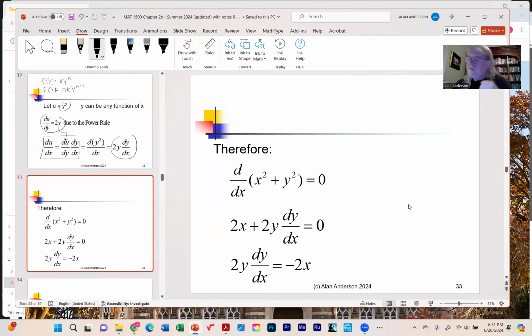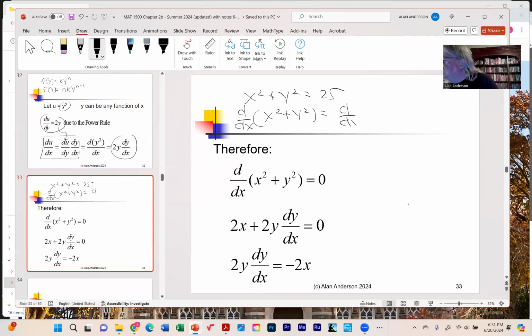Remember, we started out with x squared plus y squared is 25. Then we differentiated both sides with respect to x. This became 0. This one is 2x. And we just proved that this is 2y dy/dx. And now we solve for dy/dx algebraically. We'll subtract this from both sides, and now we'll divide both sides by 2y.